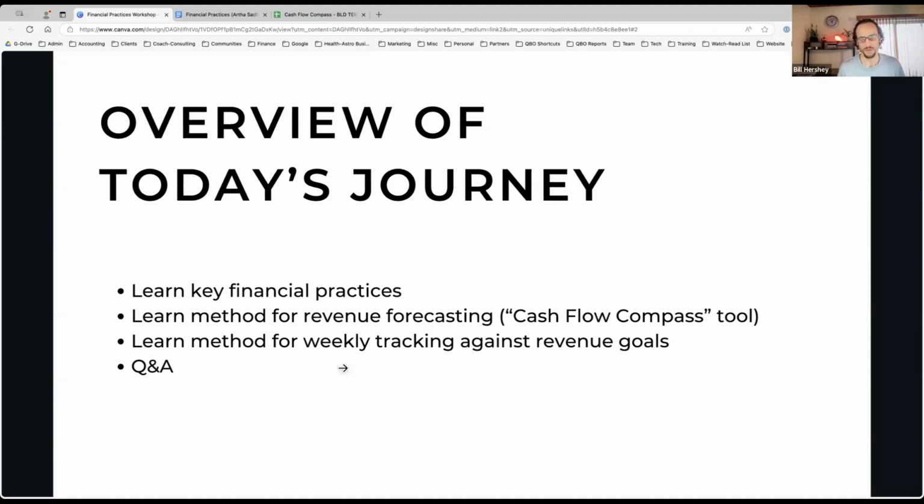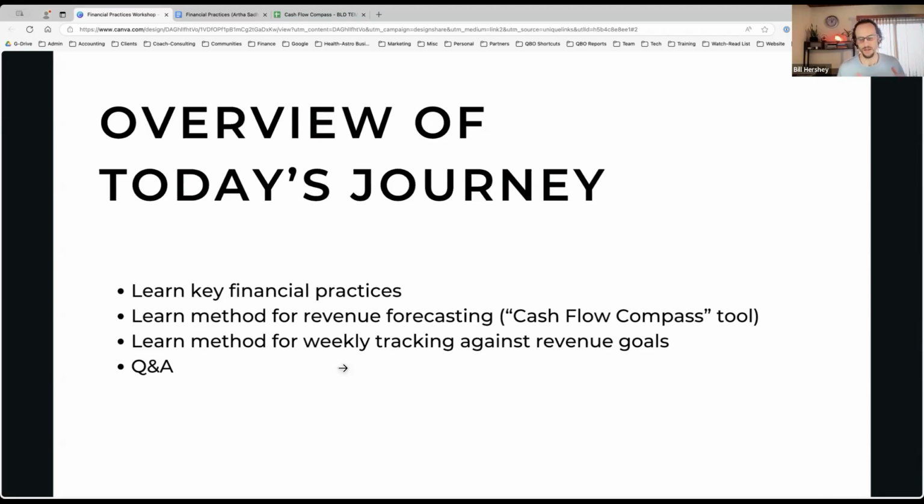So this cash flow compass tool, it is cool. And I'm going to give this to you, participants who are attending here today. If you're watching the recording, I believe we're going to have a link attached to the recording. So yeah, that's going to allow you to set goals and also track your revenue on a weekly, monthly basis to see if you're on track for hitting those goals.